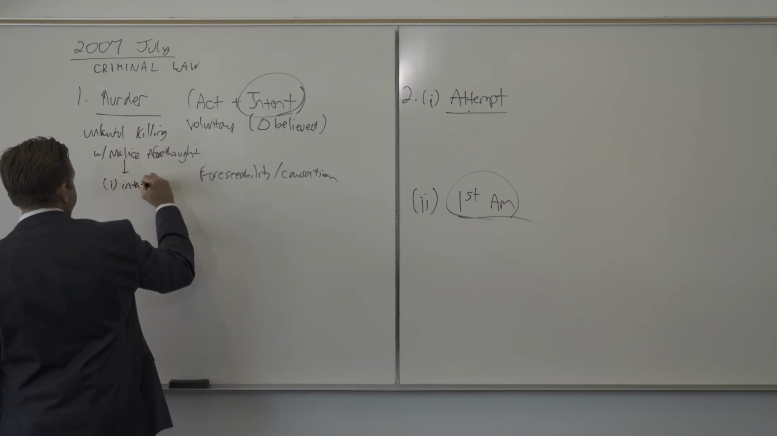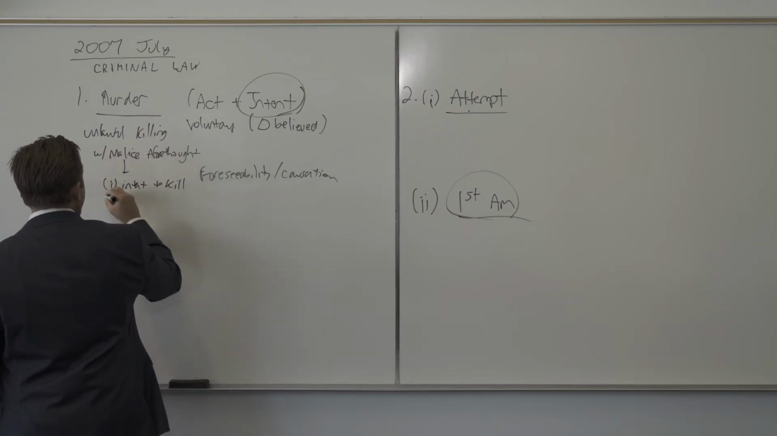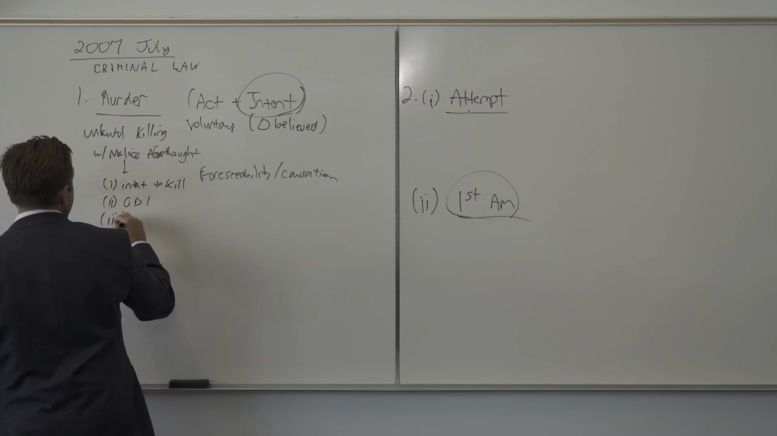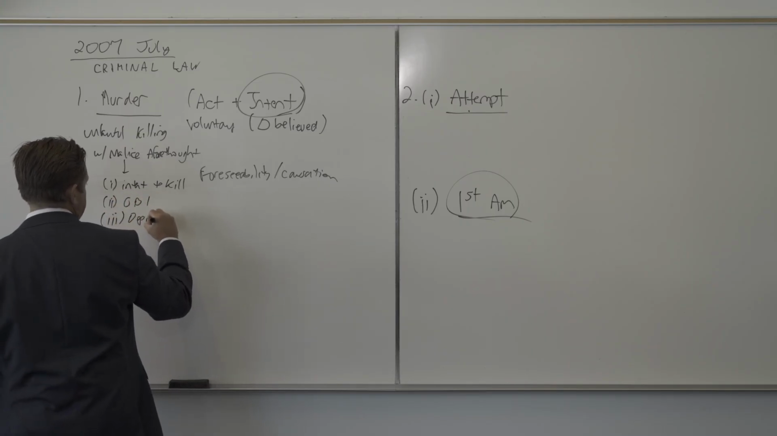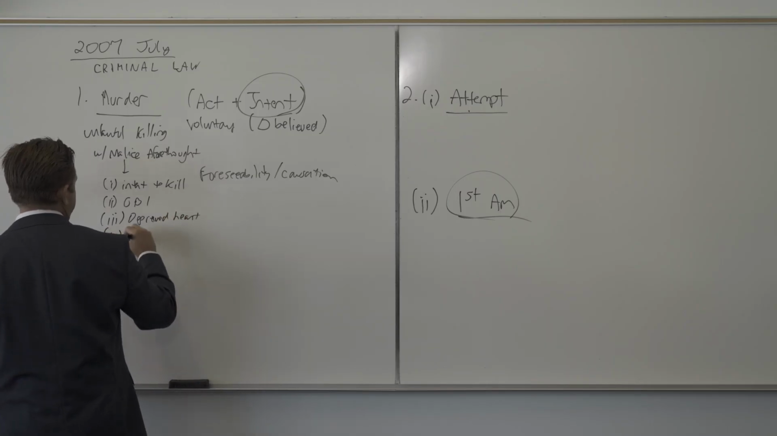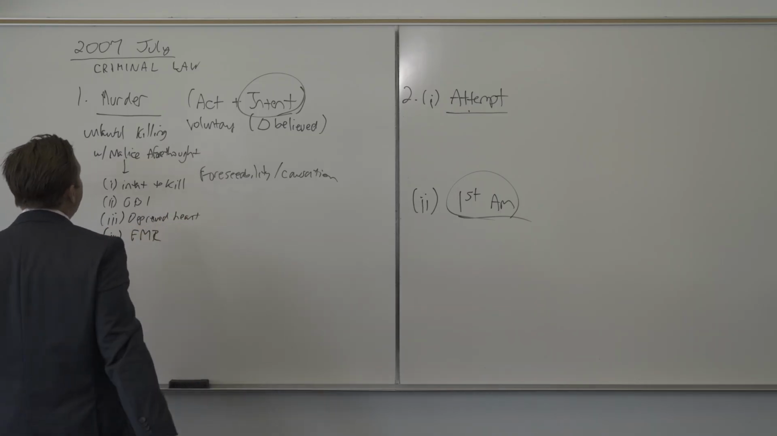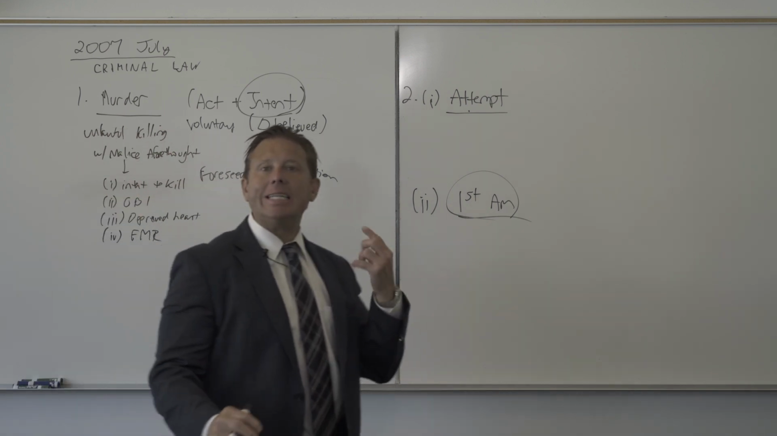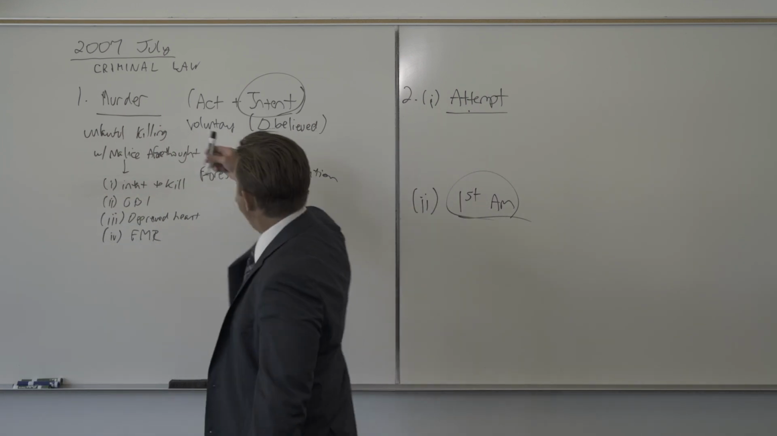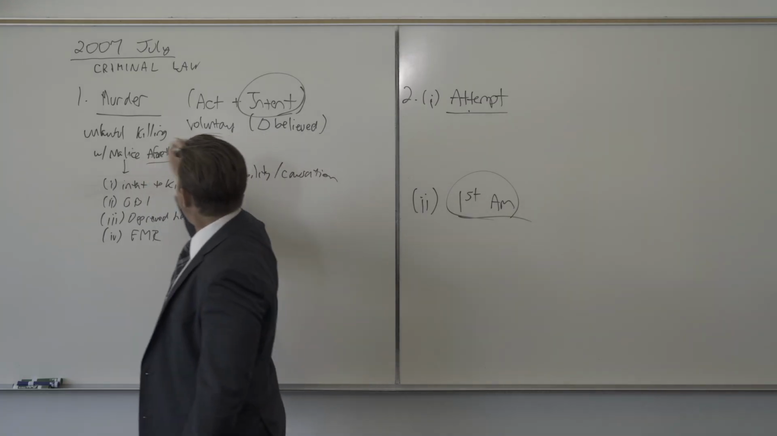Intent to kill, great bodily injury, depraved heart, and of course, the felony murder rule. All right, let's discuss each one of those because did Dan, the defendant here, have the intent? Did he have malice? Did he act with malice aforethought?